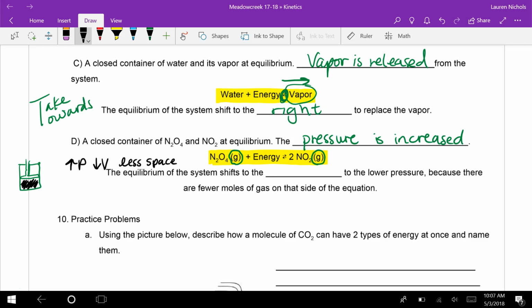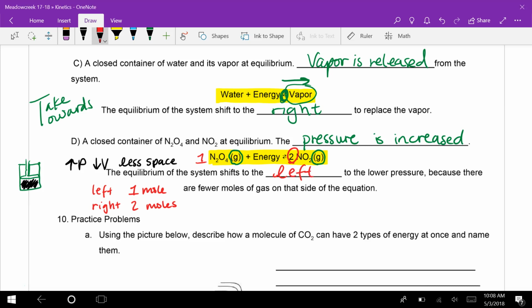And so because I have less space, equilibrium will shift towards the side with the smaller number of moles. So if we look, N2O4 has a coefficient of 1. So on the left side, the left has 1 mole of gas, but the right side has 2 moles of gas. And so we have less space, so we want the side with smaller, so it will shift to the left side because that's where the smaller number of moles are.